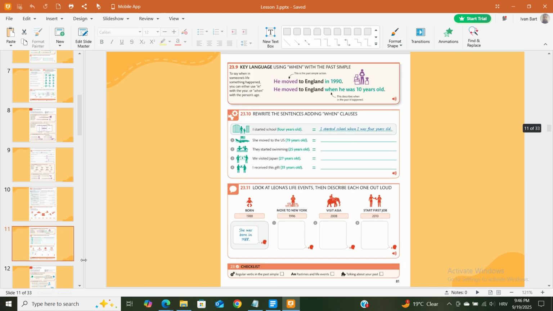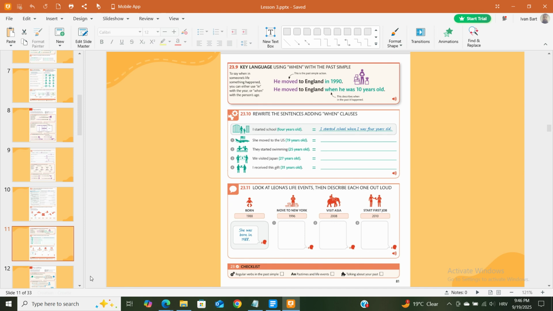23.9 Key language: using when with the past simple. To say when in someone's life something happened, you can either use in with the year or when with the person's age. This is the past simple action. He moved to England in 1990. He moved to England when he was 10. This describes when in the past it happened.